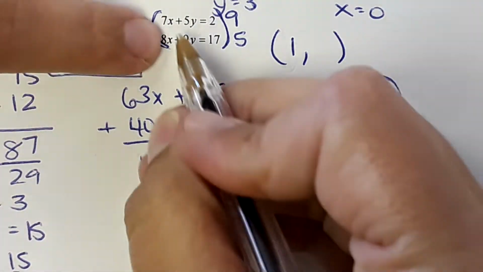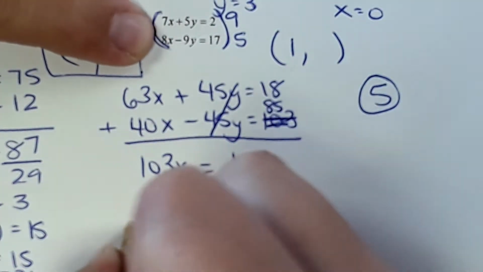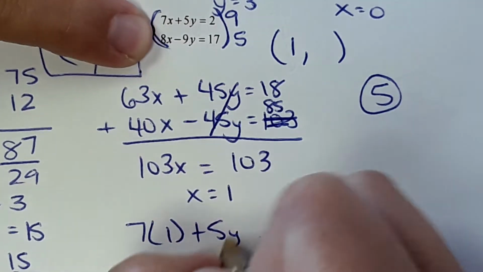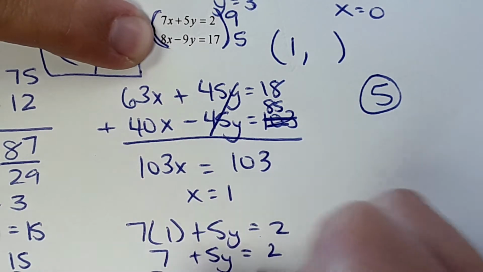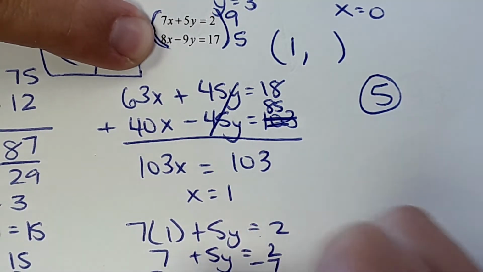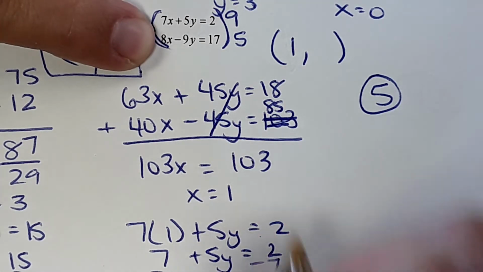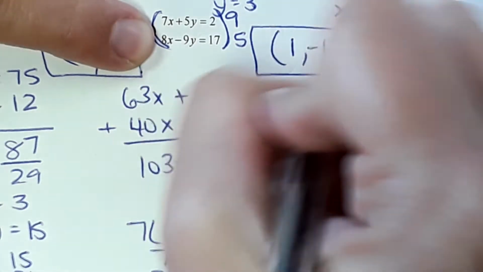Then once you have x equals 1, just plug it into one of the equations. It doesn't matter which one. And y equals -1.